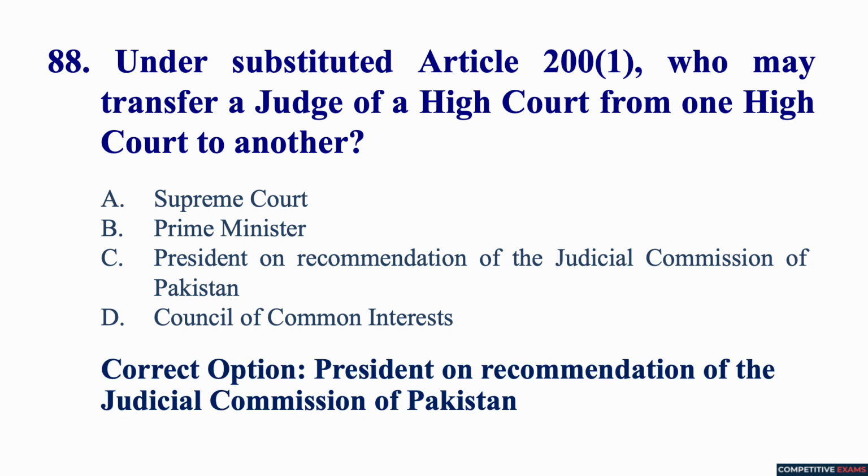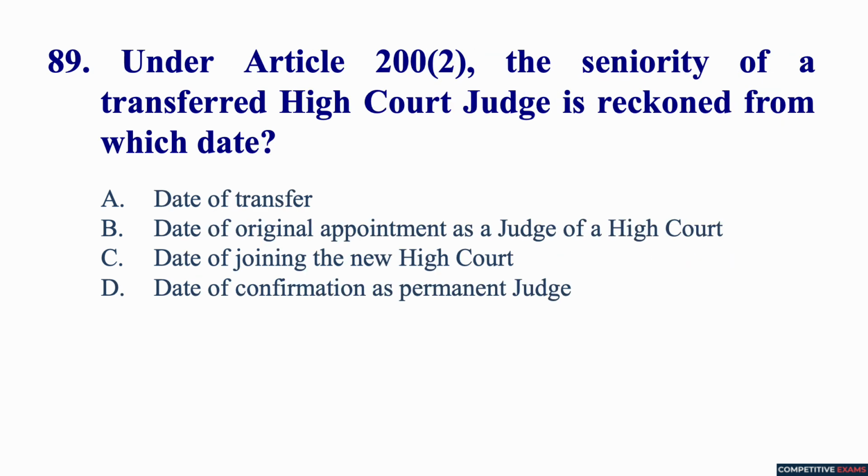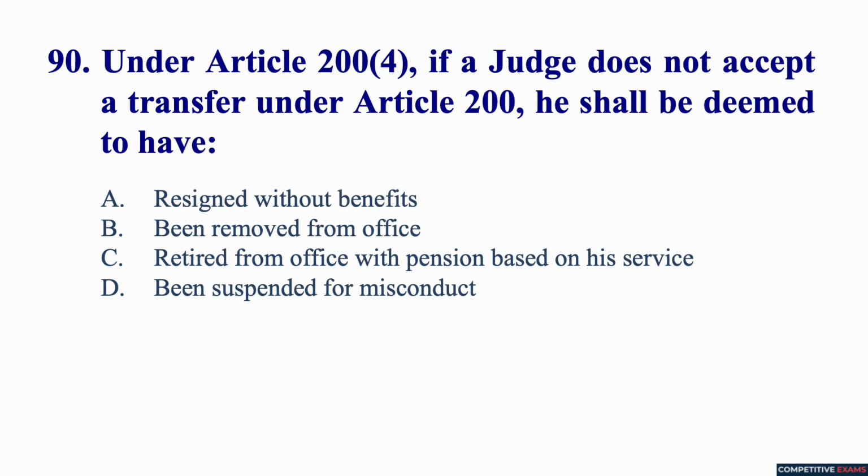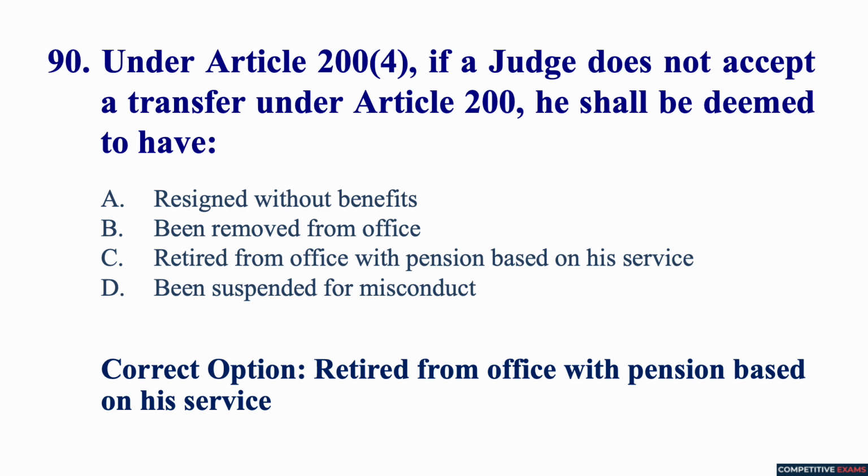Under substituted Article 201, who may transfer a judge of a high court from one high court to another? President on recommendation of the Judicial Commission of Pakistan. Under Article 202, the seniority of a transferred High Court judge is reckoned from which date? Date of original appointment as a judge of a High Court. Under Article 204, if a judge does not accept a transfer under Article 200, he shall be deemed to have retired from office with pension based on his service.